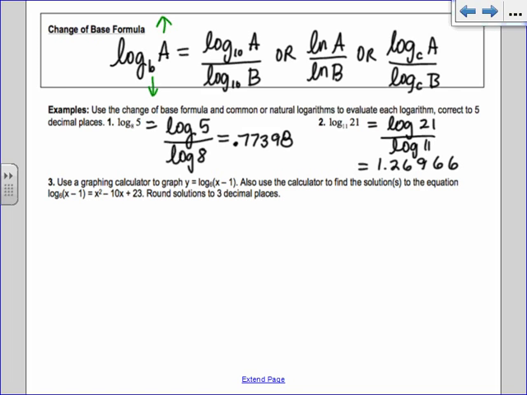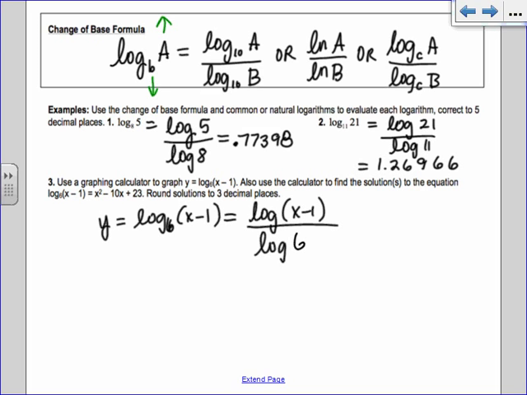Okay, so it says use a graphing calculator to graph y equals log base 6 of x minus 1. If my calculator doesn't have log base, I have to put this in as log of x minus 1 all over log of 6. Then, once we do that, we're going to use the calculator to find the solutions to a very strange equation. Would you guys know how to solve an equation that looks like this? No. We're going to use a calculator to do it, and then round to 3 decimal places.